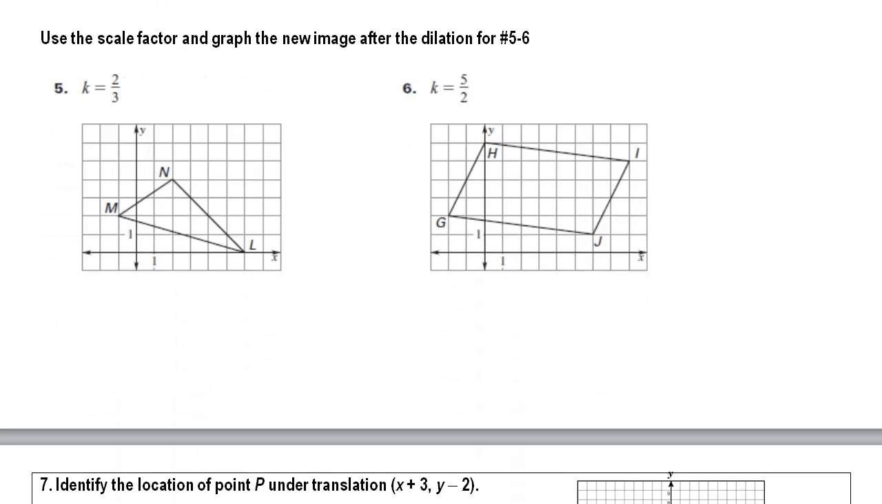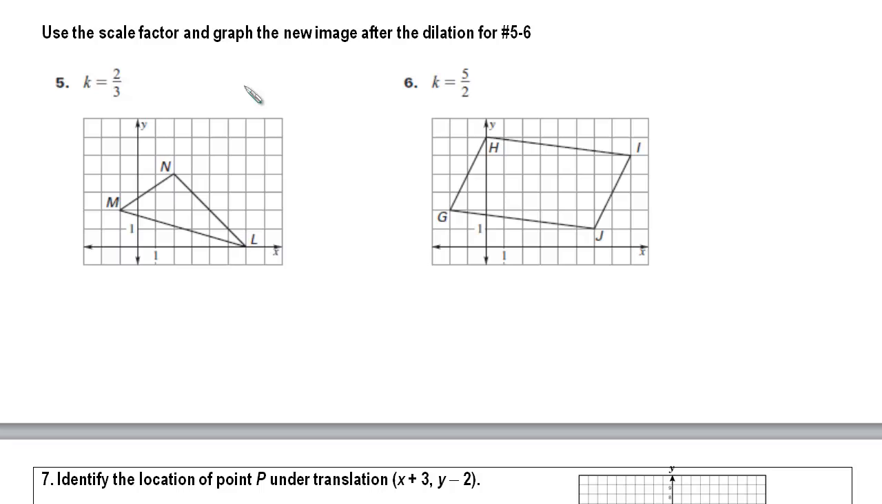And let's look at the next 2 here. So now we're going to use the scale factor to graph the new image. So remember, scale factor is our multiplier, which means I just multiply by these coordinates. And the easiest way, in this case, I'll just plot the coordinates. So M, I'll just write these over here. M is at -1, 2. N is at 2, 4. And L is at 6, 0.